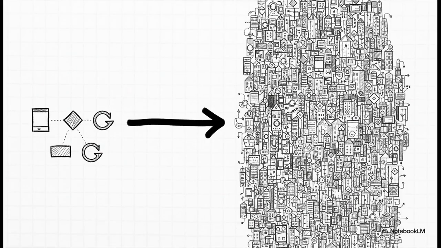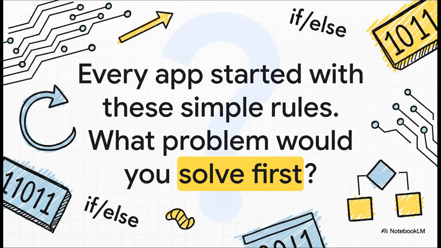So really, the journey from our simple even or odd checker to a massive global application, it's just a matter of scale and complexity. It's more variables, more decisions, and more loops, all layered and woven together to solve much bigger problems. But that core logic, it stays exactly the same. Every single app on your phone, every piece of software you use, started with these simple rules. So it makes you think, what problem would you solve first?